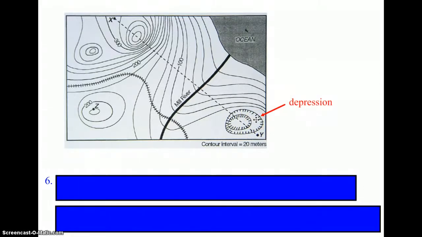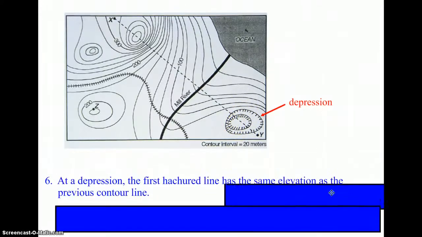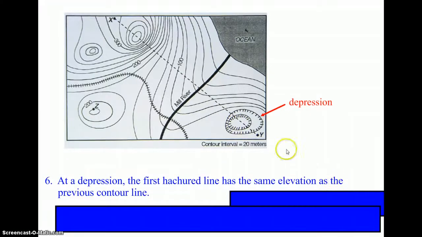Now, the last rule, the 6th rule, tells us how we would figure out how deep the bottom of the depression is. The first part of the rule says that when you're at a depression, the first hatchered line, so the outer circle, has the same elevation as the previous contour line. So in other words, this line over here has an elevation of 120 meters. So our first line with the hatcher marks is also 120 meters.